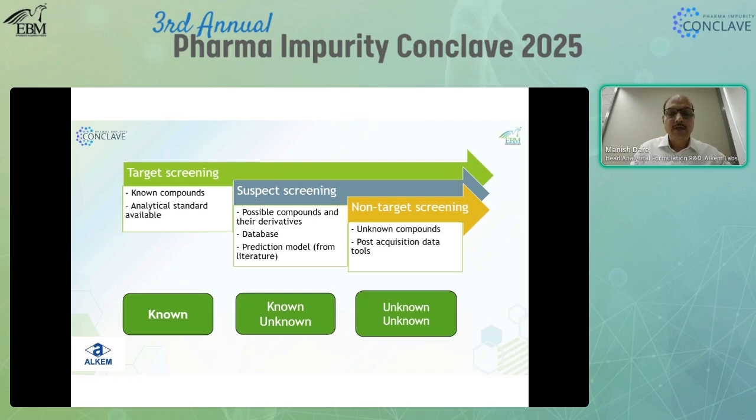And if no database is available and it is purely an unknown impurity, then we have to use the mass technique and high-end instrument technique to make it known and identify the actual cause of the impurity, from where it is coming, and use the proper safety norms to make it known.